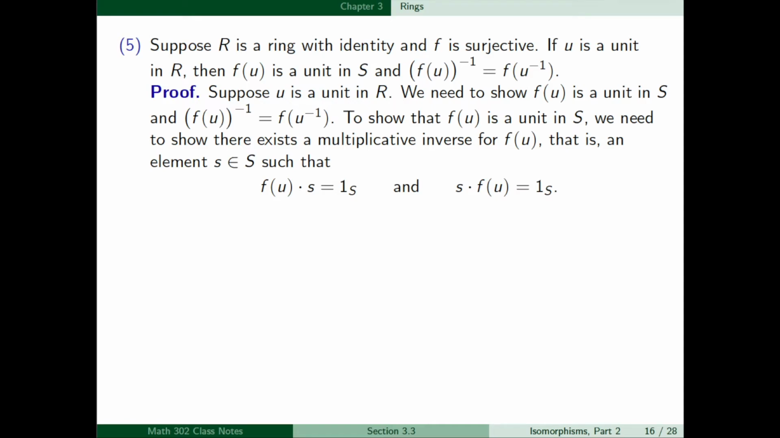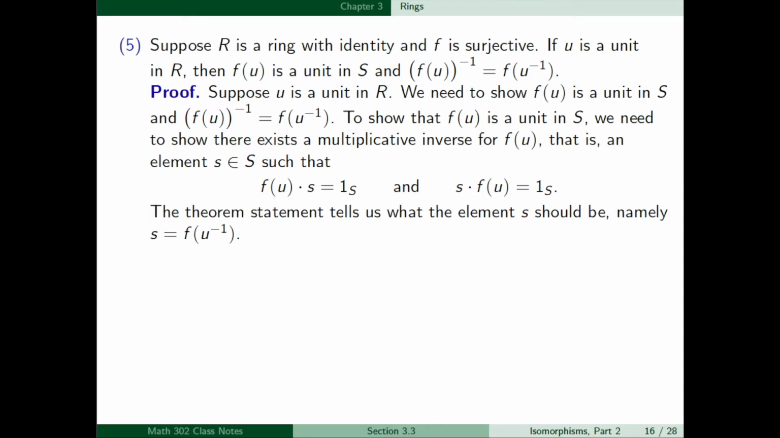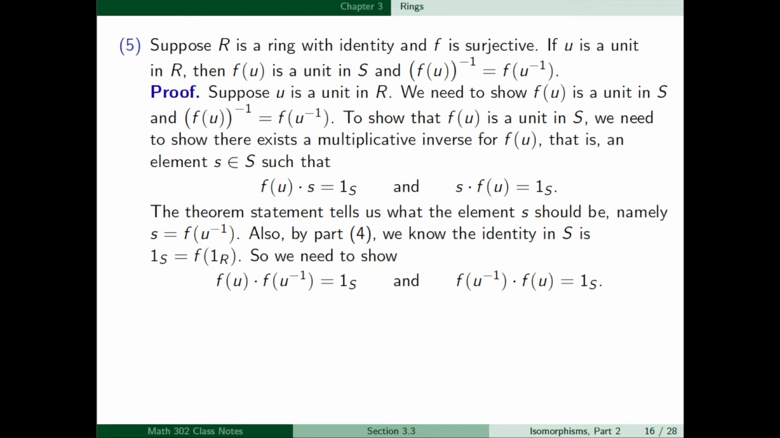So now the theorem statement tells us what the element s should be, namely s should be equal to f of u inverse. Also, by part 4, we know the identity in S is going to be 1 sub S equal to f of 1 sub R. So we need to show that f of u times f of u inverse is equal to 1 sub S, and f of u inverse times f of u is equal to 1 sub S.